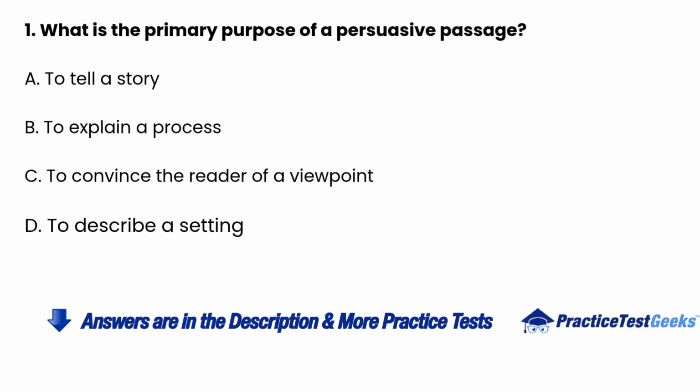1. What is the primary purpose of a persuasive passage? A. To tell a story. B. To explain a process. C. To convince the reader of a viewpoint. D. To describe a setting.